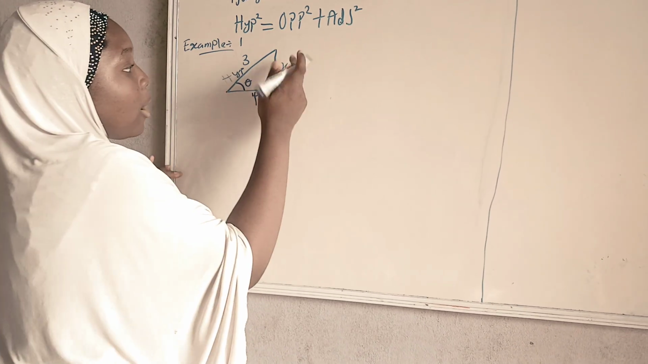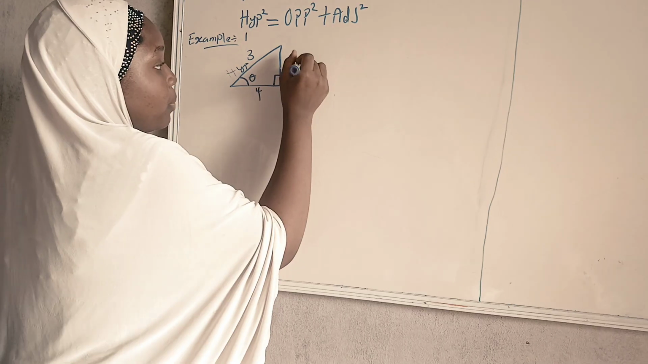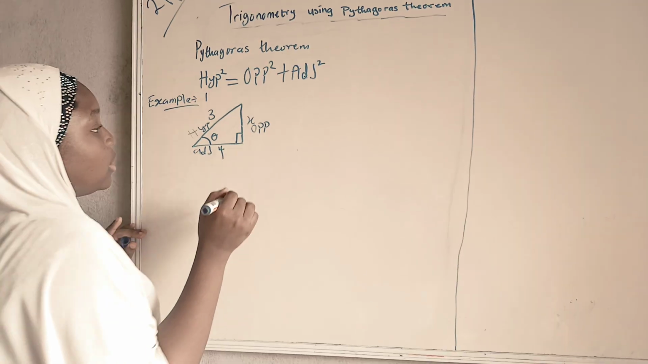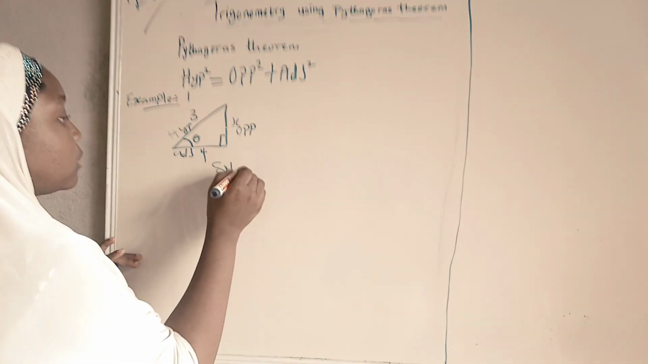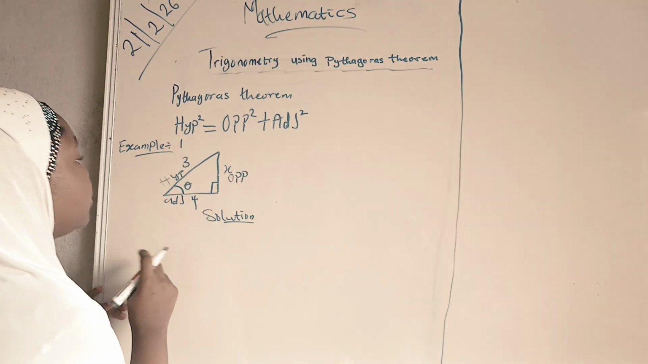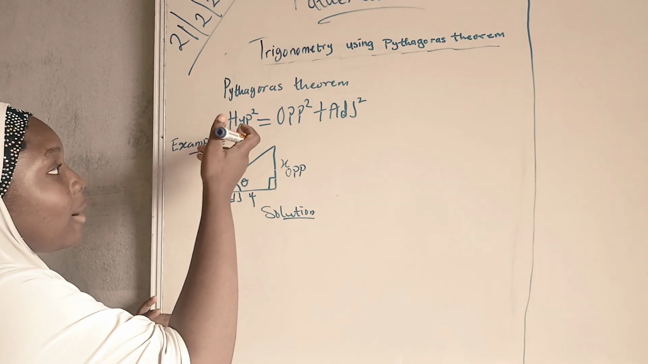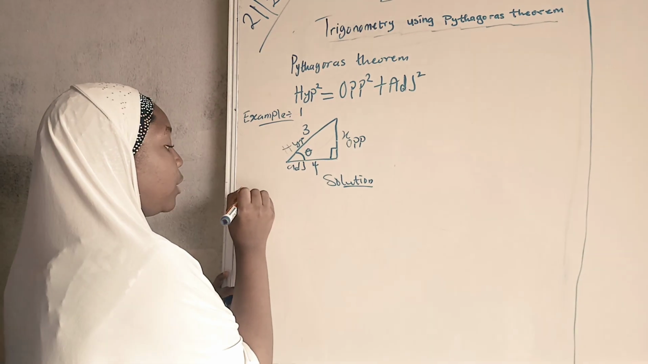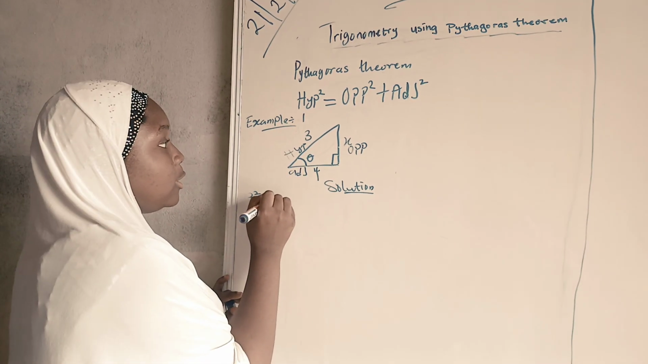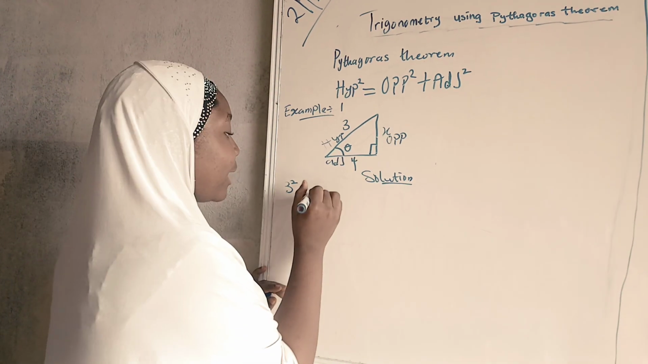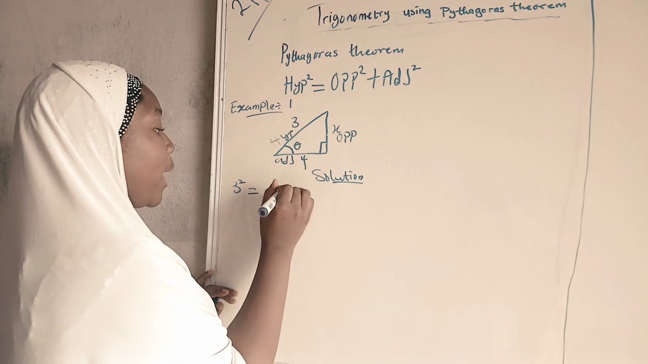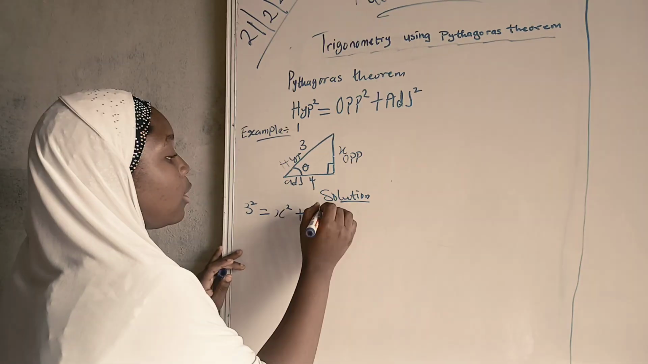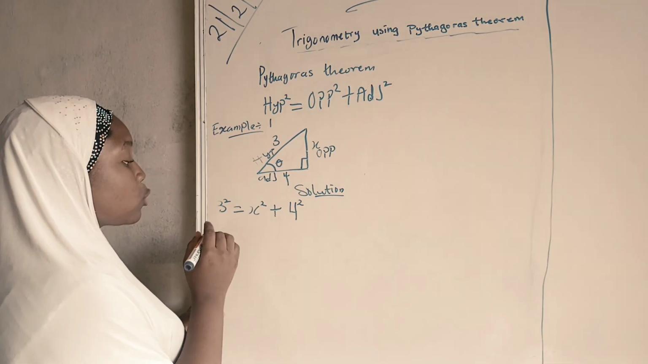Hypotenuse. Where is our opposite? Our opposite is x. So OP for opposite. Then here is what? Our adjacent. So let's solve it. According to our formula, it says hypotenuse squared. So what's our figure for hypotenuse? That's 3. That will be 3 squared is equal to, what is our opposite? X squared. It's very important. Plus, what is our adjacent? 4 squared.